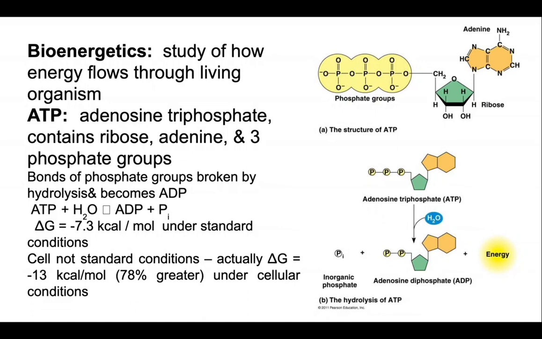Bioenergetics is the study of how energy flows through a living organism. One of the key molecules we look at here is ATP. It's adenosine triphosphate. It's got a ribose, an adenine, and the 3 phosphate groups.